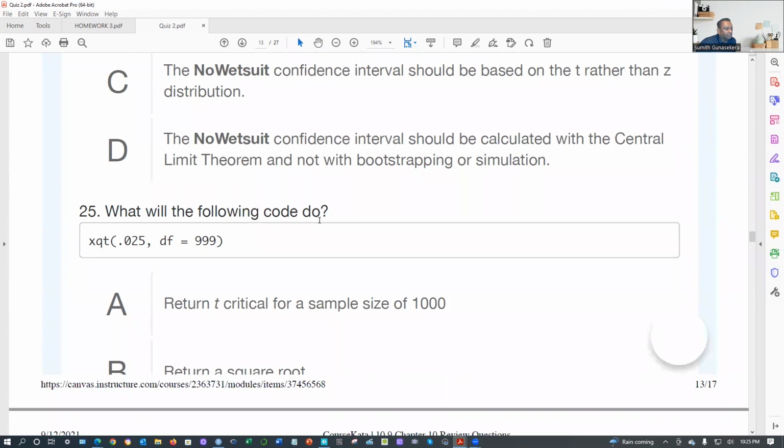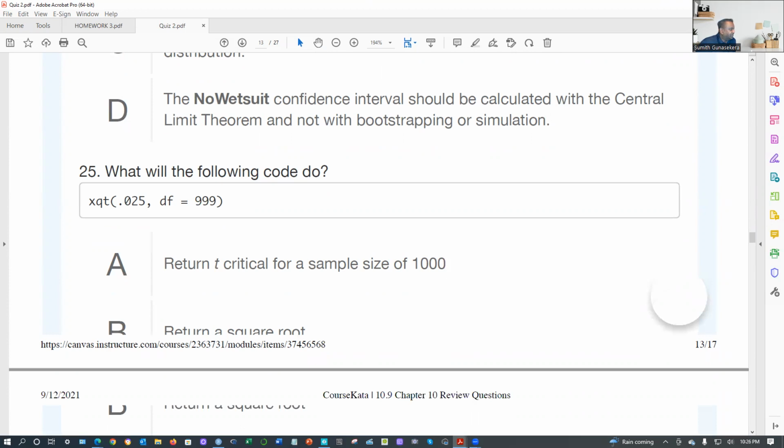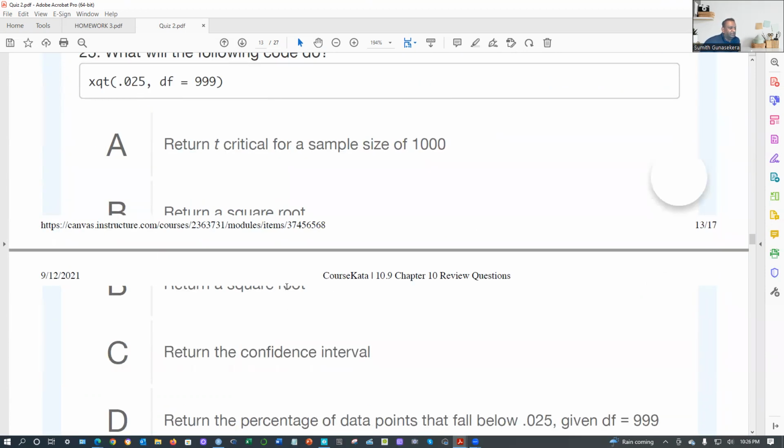What will the following code do? qt. Now remember quantile. It returns the critical value for sample size 1000, because the degrees of freedom is n minus 1. Okay, so that will get the tc.